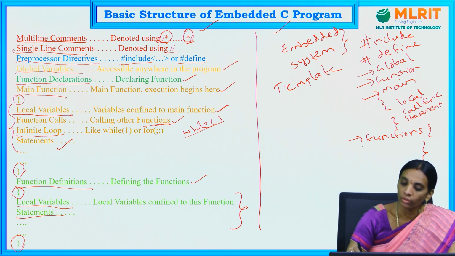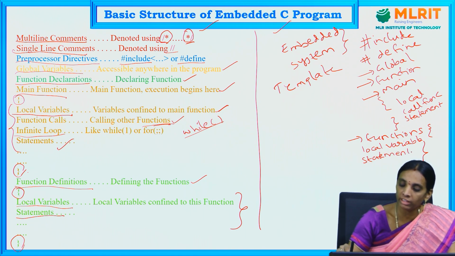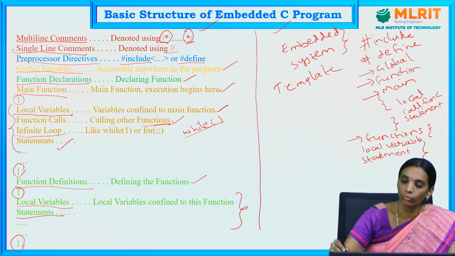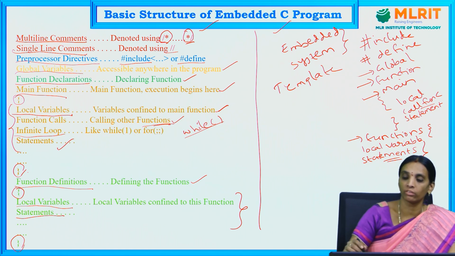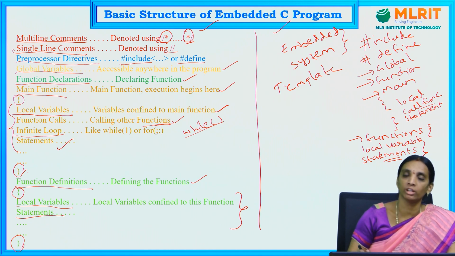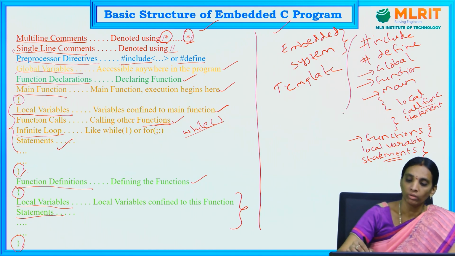In functions, we need to declare the local variables used for that particular function. And we need to write the statements which are used repeatedly for that function. So whenever we call that function, this can be used repeatedly. So the statements which are used for defining the function. So this is the template of every embedded C program. For writing any program in embedded C language, we need to follow this template.